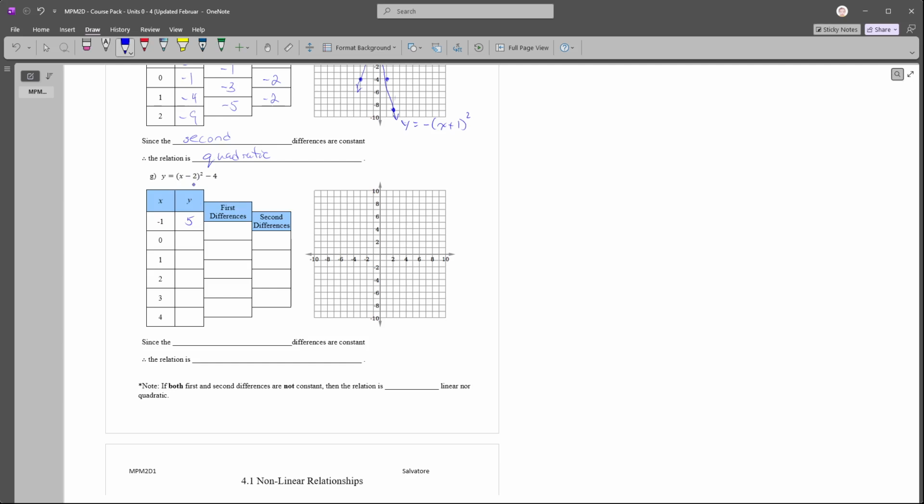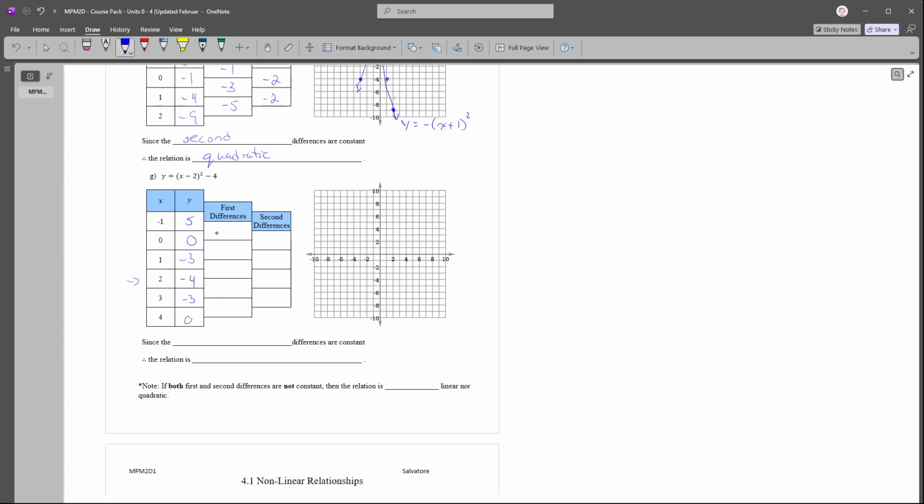0 minus 2, that's -2. Squared, that's 4. 4 minus 4, that's 0. Oh, all right. 1 minus 2, that gives us -1. Squared is 1. 1 minus 4 is going to give us -3. Keep going, you're going to end up with -4, -3, and 0. So we can see that we have a turnaround point again.